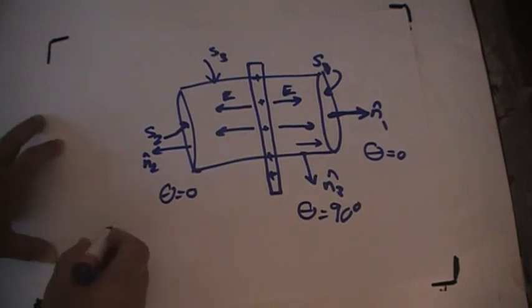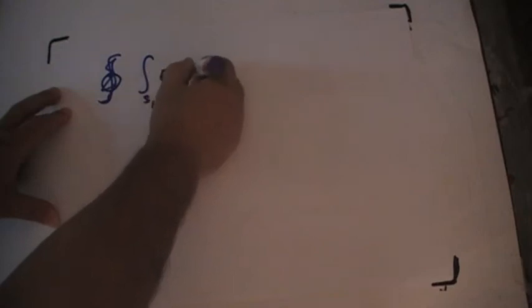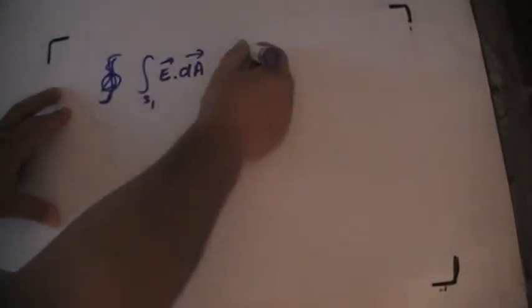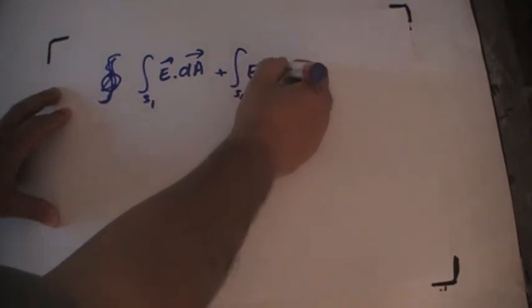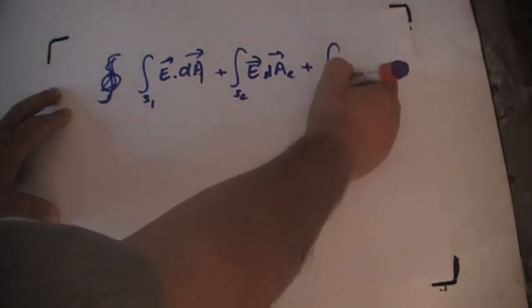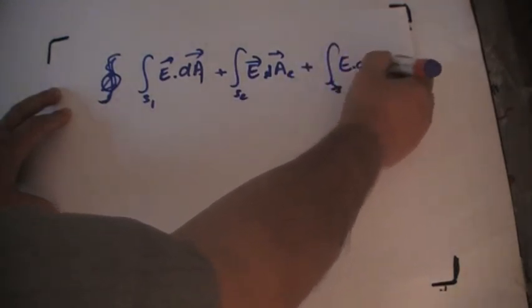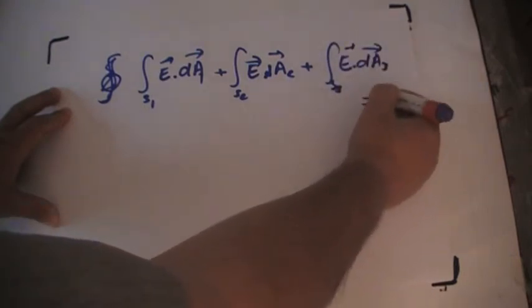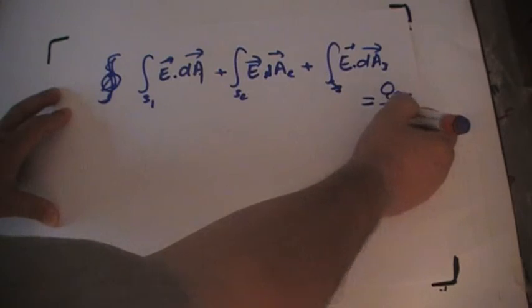So we have to break our Gauss's law into three surfaces, in the following way. Surface 1 E dA 1, plus surface 2 E dA 2, plus surface 3 E dA 3. And all of this is equal to Q enclosed over epsilon naught.